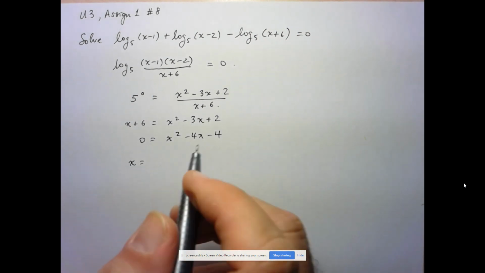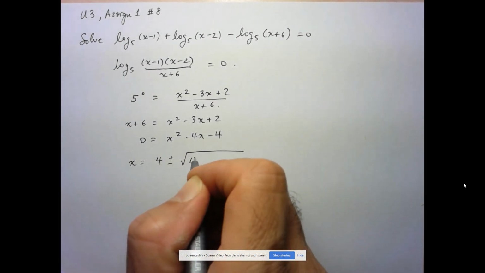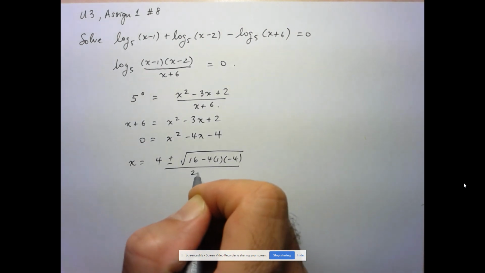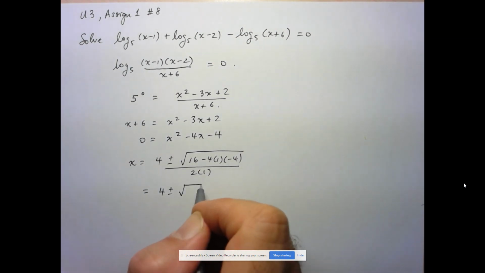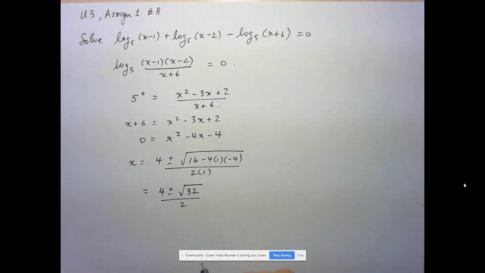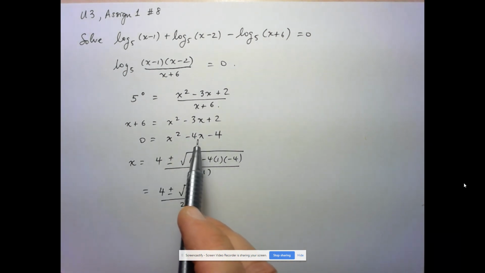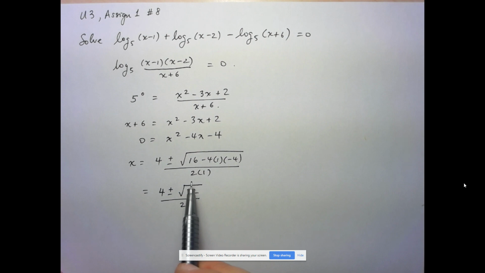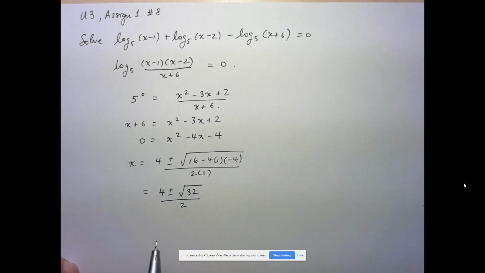So x is given by negative b. So that's going to be 4 plus or minus the square root of b squared minus 4 times a times c, all over 2a. So this is for plus or minus, this is going to be 16 plus 16 is 32 over 2. All right, so these are the two answers which solve this quadratic equation, but of course it's not the quadratic equation that I'm solving. It's this original logarithmic equation. So I look at root 32. In fact, I don't necessarily expect you to simplify this, but it might actually help us out.